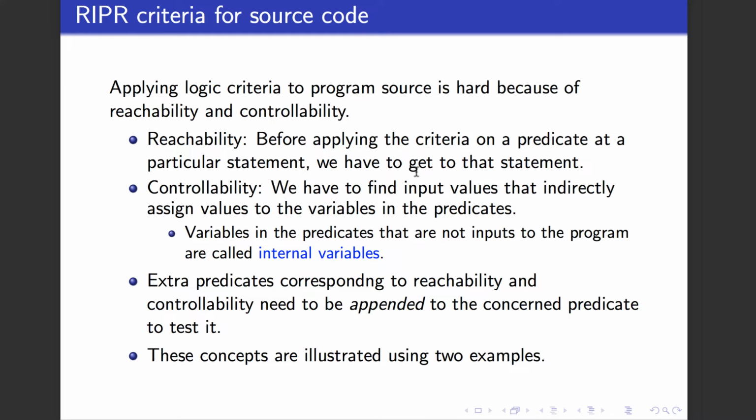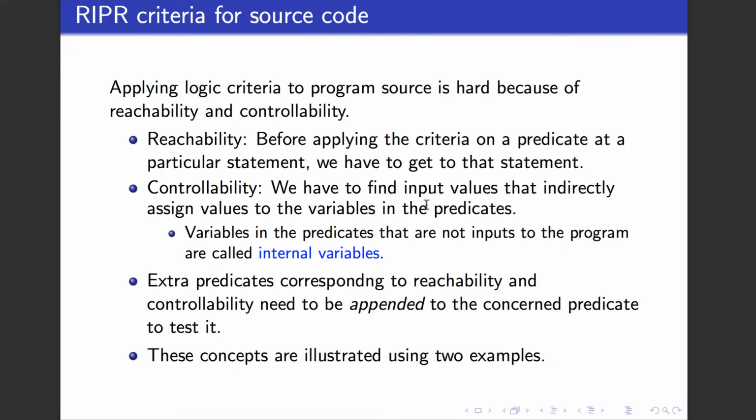But let's say a predicate has no inputs, it has only internal variables, then you have to be able to make sure that a test case in terms of inputs can be written in such a way that the predicate can be reached, right? You're guaranteed to reach the statement corresponding to the predicate. That is the condition of reachability. We have to be able to get to that statement, meaning we have to be able to give input values that make the program reach the statement by executing all the statements that come prior to that. The next is controllability, or what is called infection and propagation.